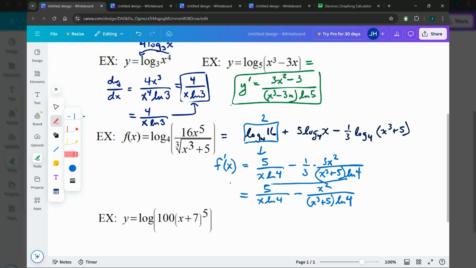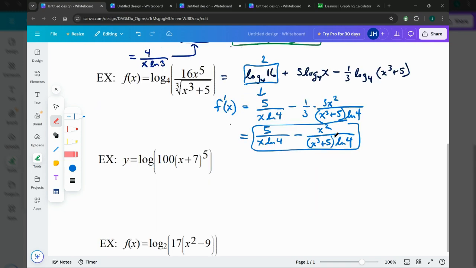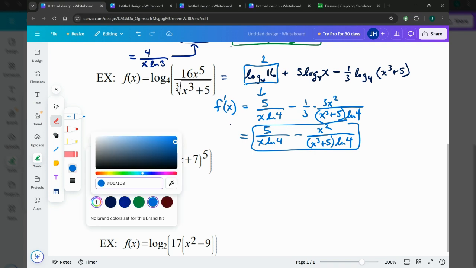So you notice we're doing the same thing we were doing with natural logarithms, except now I have to divide by the natural log of the base. So let's do some more here. Get some different colors going.